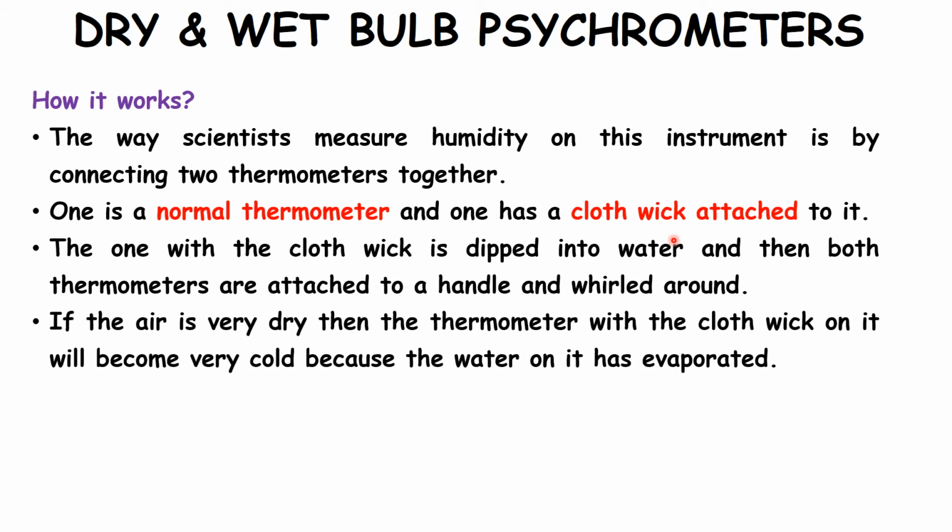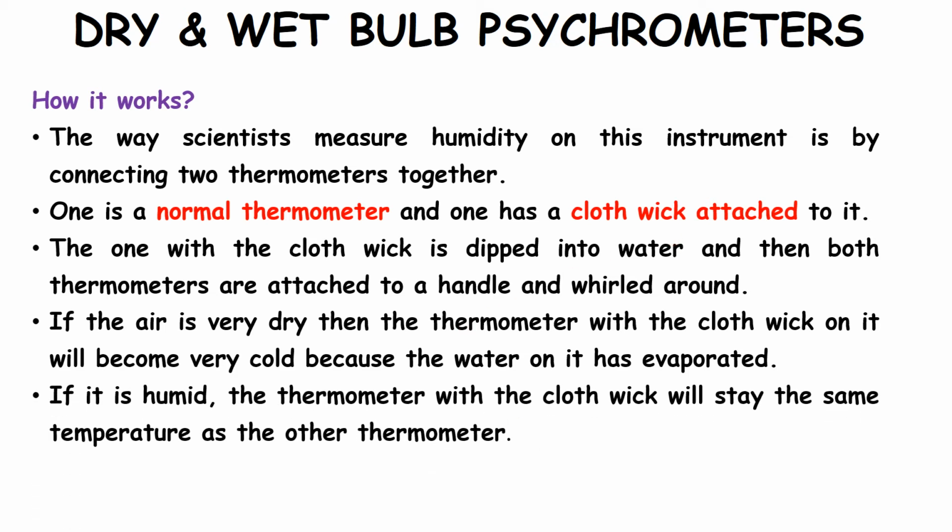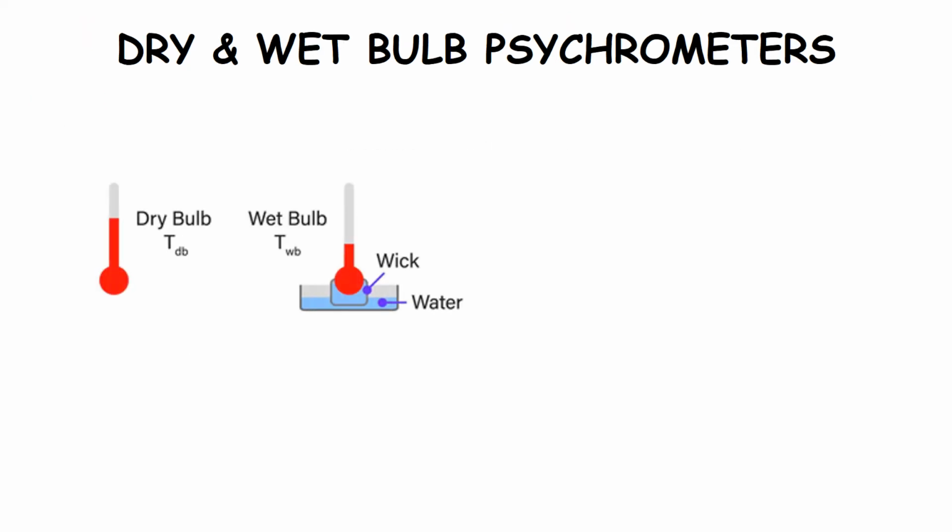Now moving on to the next point, if the air is very dry, then the thermometer with the cloth wick on it will become very cold because the water on it has evaporated. And the last is, if it is humid, the thermometer with the cloth wick will stay at the same temperature as the other thermometer. This is how a dry and a wet bulb is going to look. See, the dry one doesn't have a cloth wick on it. Here you have a cloth wick on it. The cloth is supposed to be wet.